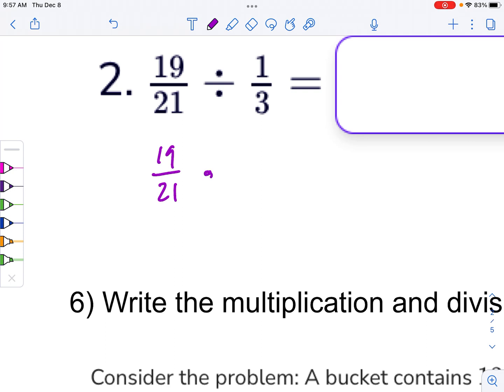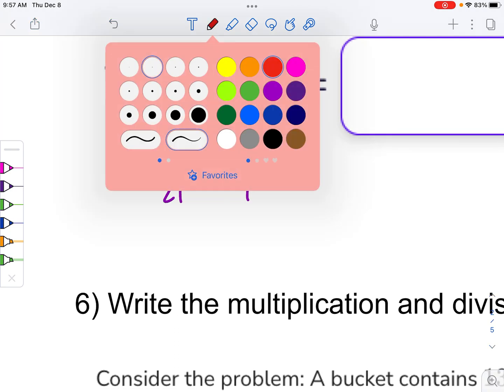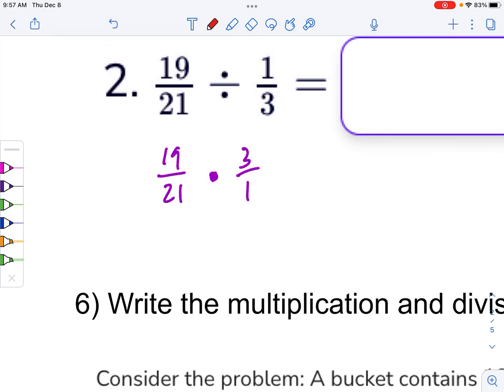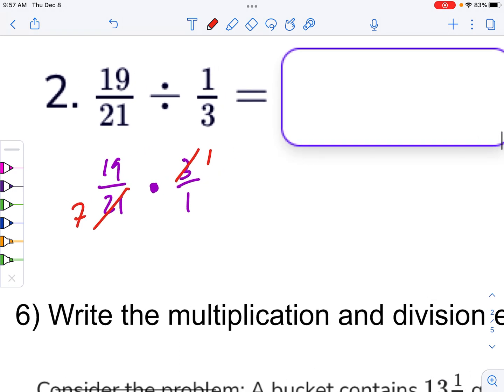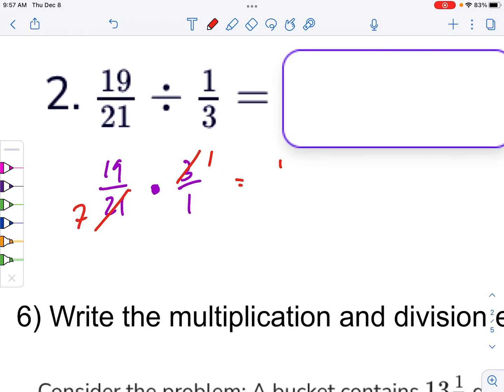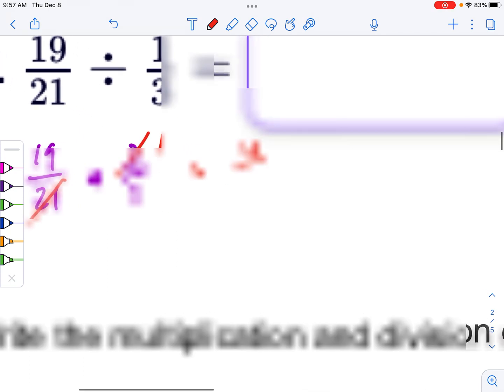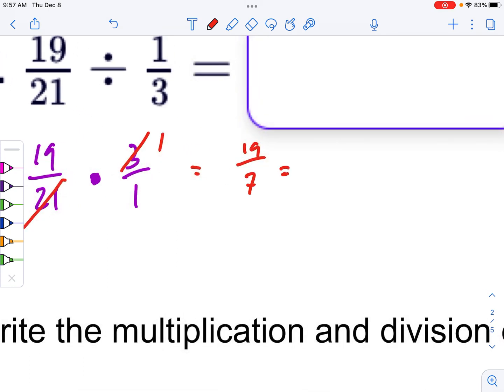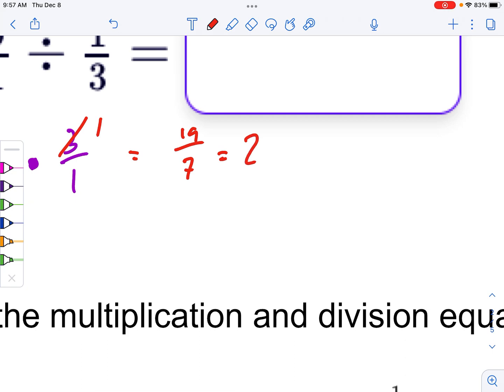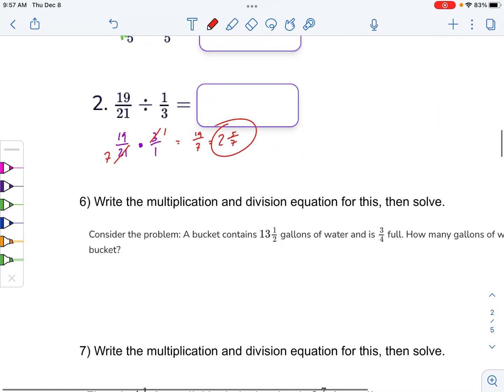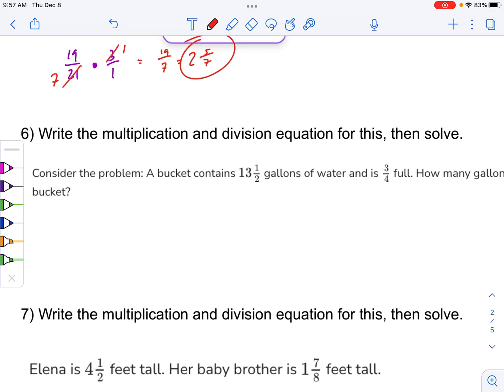Don't change that. But change that to multiplying, and I'm going to flip this. Ooh, we can cross-simplify early. 3 over 21 is equal to 1 over 7. All right, 19 times 1 is 19. 7 times 1 is 7. 7 goes into 19 2 times with 5 left over. And there's my answer. Bada bing, bada boomski.